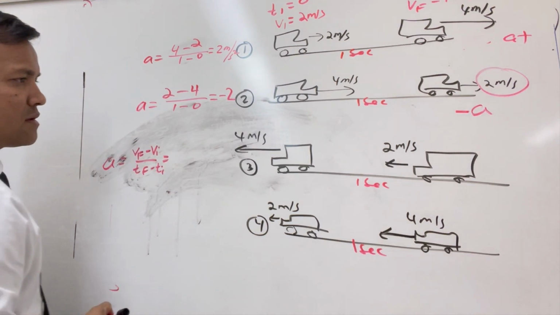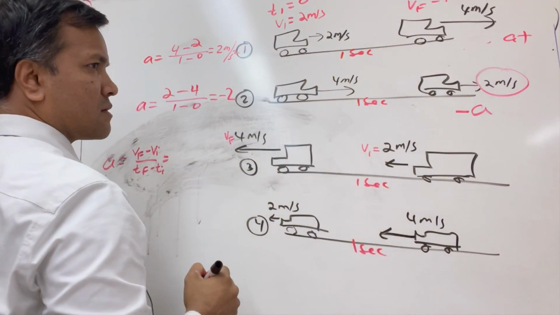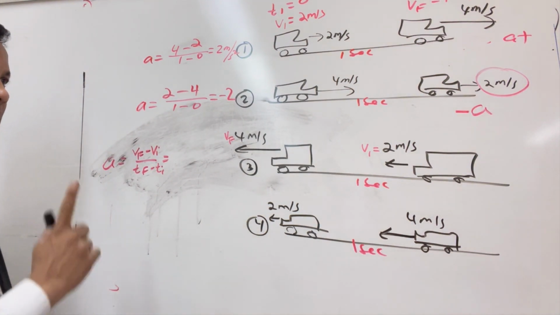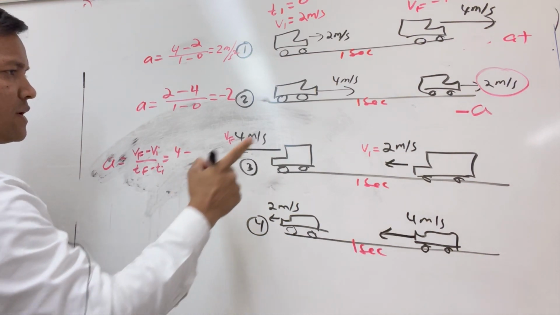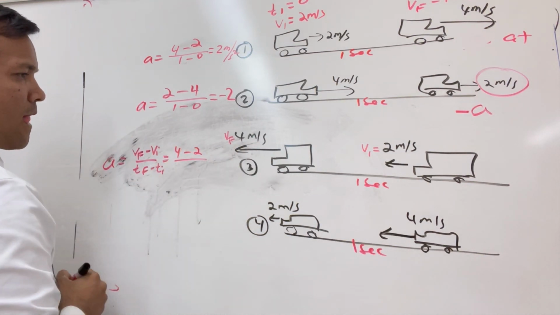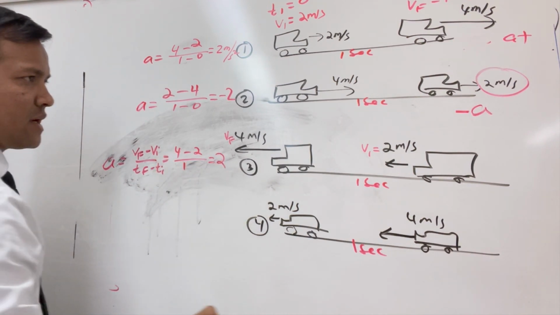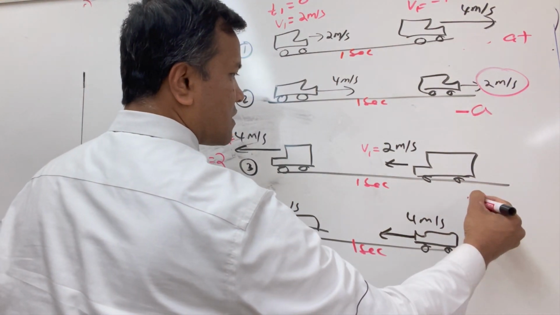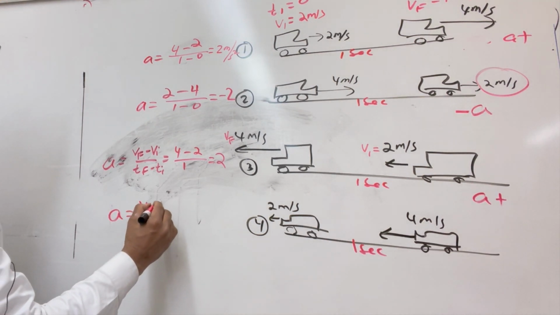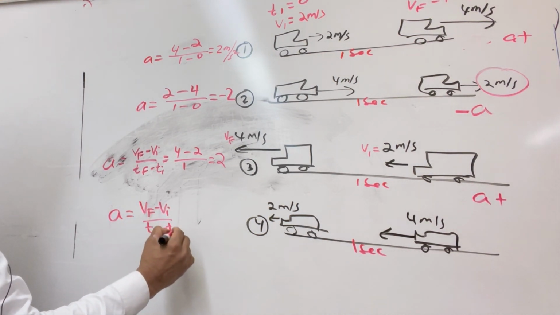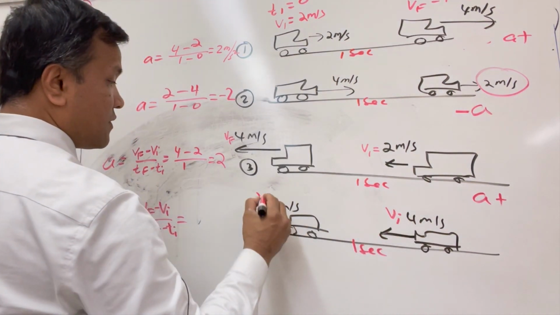V final, okay, so this is V initial, this is V final. So V final is 4, V initial is 2, and this is 1. So then this is just 2 meters per second, so acceleration is positive. Acceleration over here, VF minus VI over TF minus TI. This is V initial, this is V final.